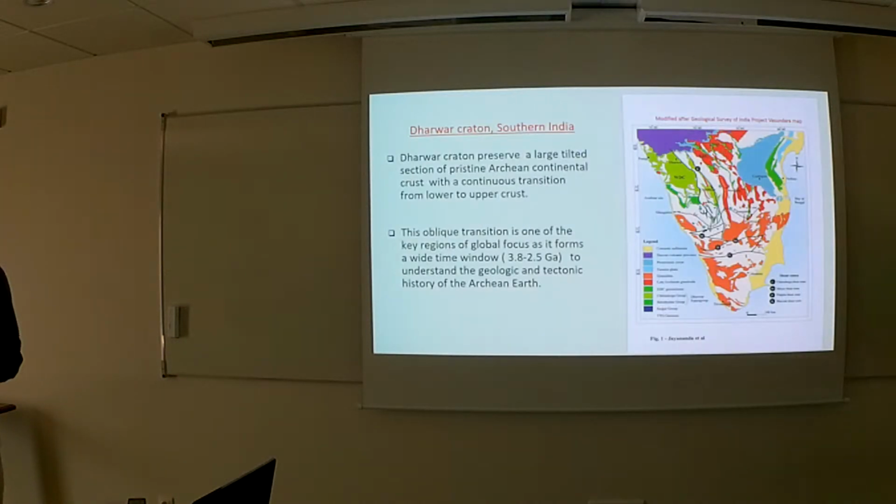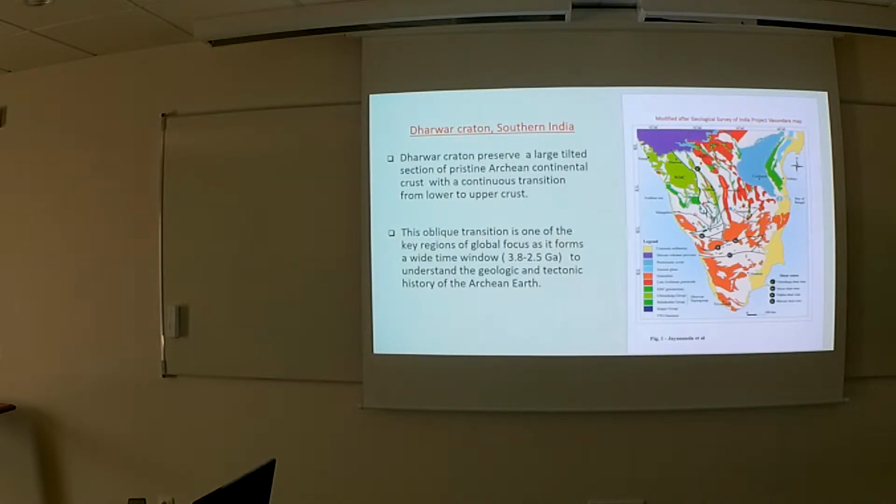Now coming to the Dharwar craton. Why is Dharwar so important? Because this is one craton where a large pristine crustal panel has been exposed. We can see a tilted panel of the whole Archean crust, where we can see the continuous transition from upper crust to the lower crust. So we have the pressure estimates along a crustal corridor right from 2 kilobars up to 10 kilobars.